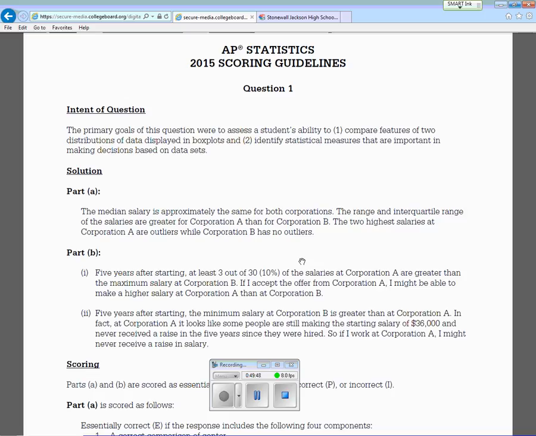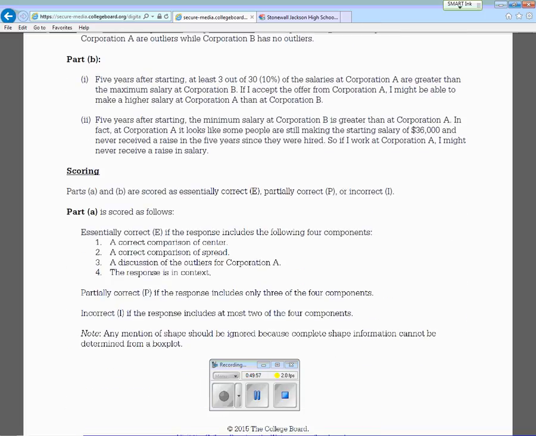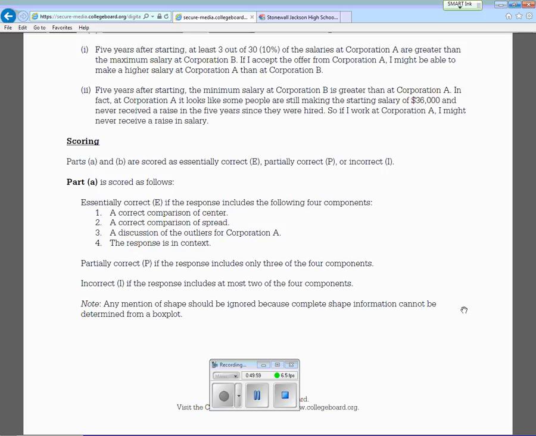Okay, so how is it scored? How do I know if I got an E, a P, or an I? How do I score it, Ms. Mackert? Let's look at the actual, let's see if I can do it from here. Perfect. So, for part A, on your margin, where you're going to give yourself an E, a P, or an I on part A, you're going to look at four things. A correct comparison of center. The centers are the same. The medians are the same. Check.